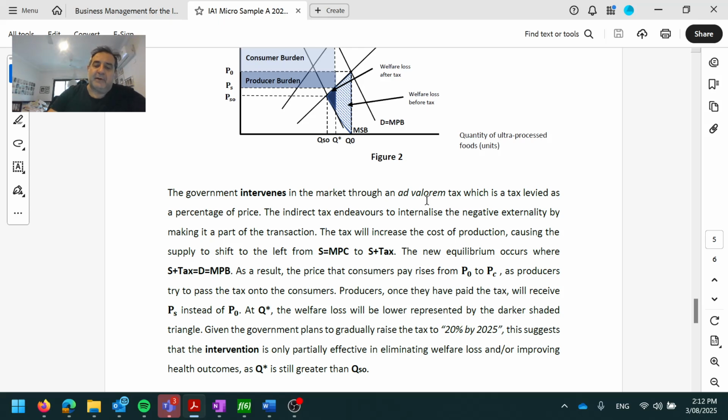Given the government plans to gradually raise the tax to 20% by 2025, this suggests that the intervention is only partially effective. That's really good. That's a really good statement, because they're justifying why it's only partially solving the problem based on the evidence in the article. So the government knows that the tax is probably a bit too low and there's an intention to increase it in the future. So they already know it's probably not set at the optimal level initially. So I really like the use of evidence there to back up their statement.